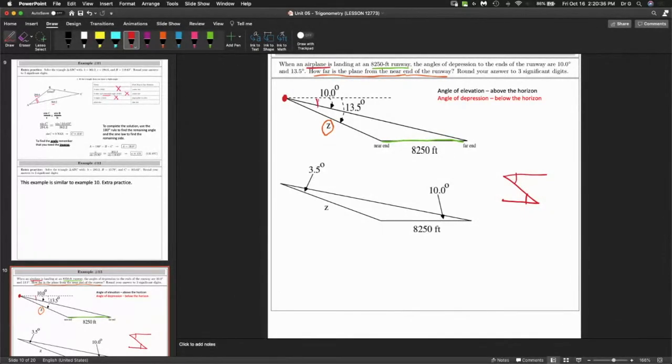Okay, so this angle up here is the same as this angle here. The reason they're the same is because we assume that these lines are parallel. It makes sense. The airplane's level, depression is measured from the horizon, and we're assuming the ground is flat. It's not landing on an incline or something. Well, that would be a different question altogether.